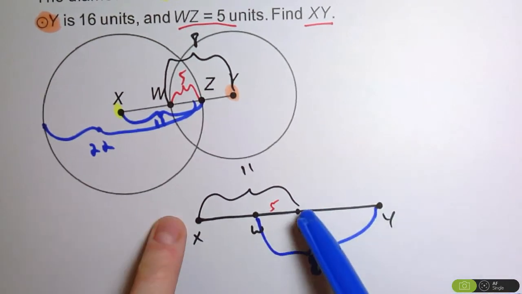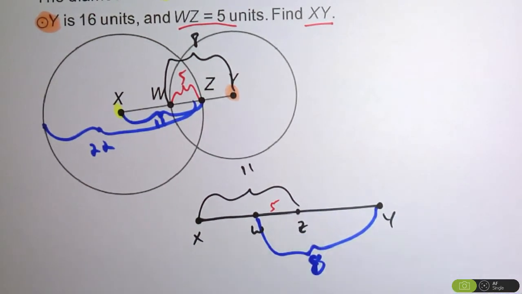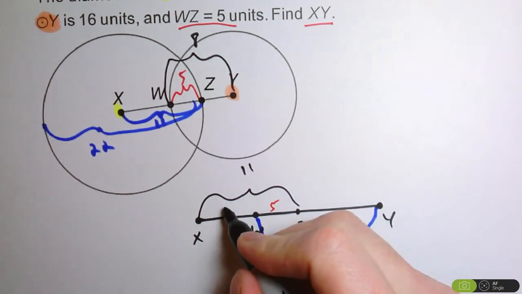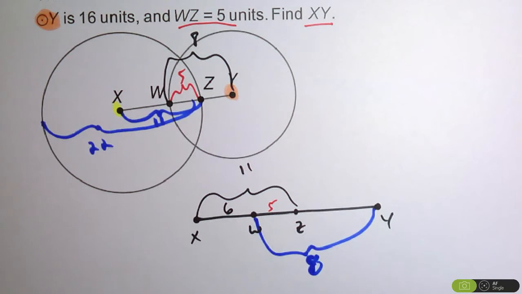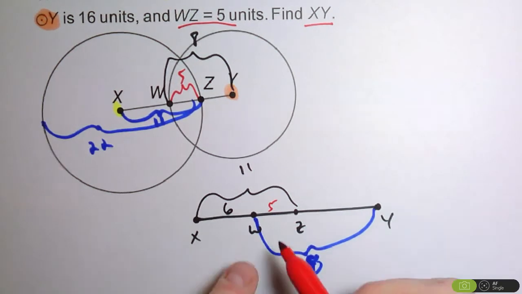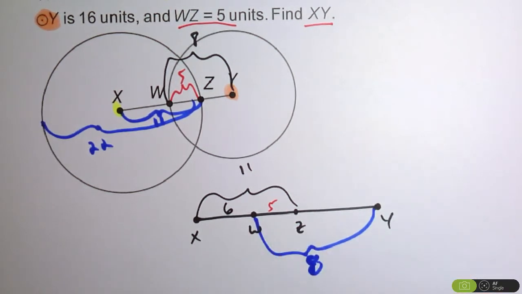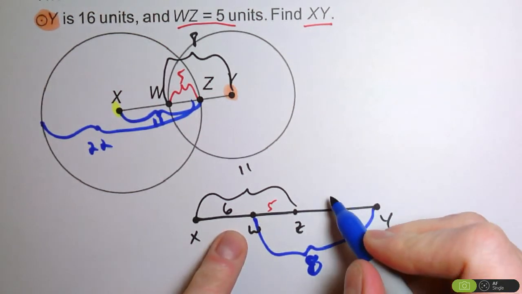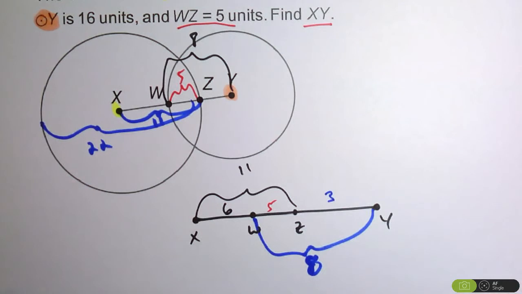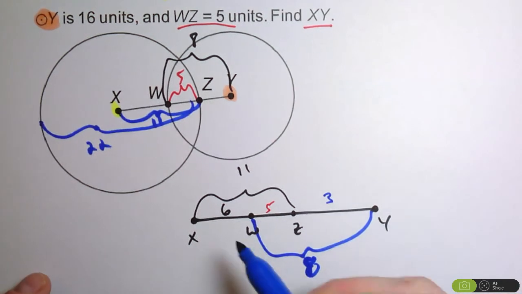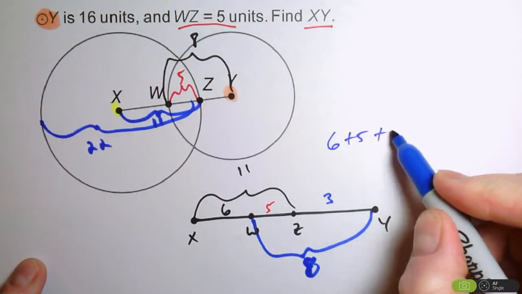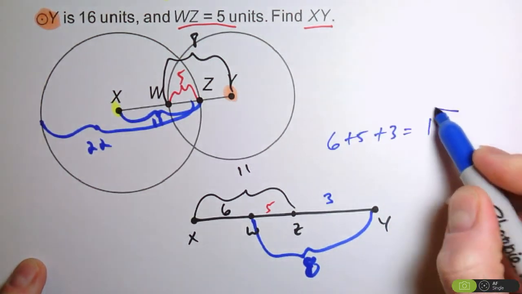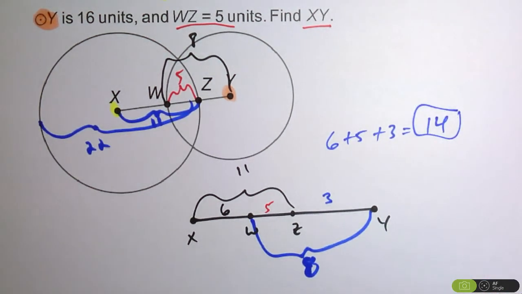Well, if this is 11 and this is only 5, that means XW has to be 6, because 6 plus 5 has to add to 11. And if WZ is 5 and WY is 8, that means ZY has to be 3. Now I know this isn't to scale, but who cares? So now I would add up the 6 plus 5 plus 3, which gives me 14.